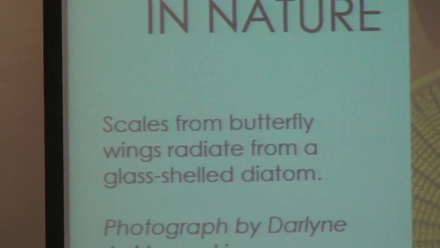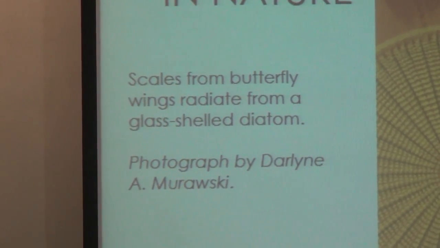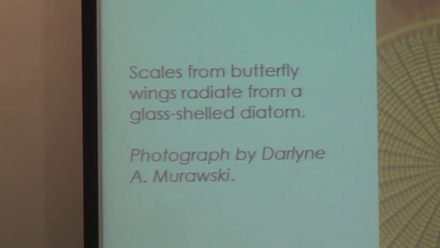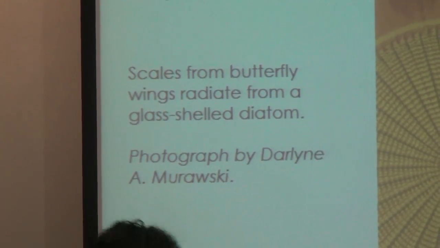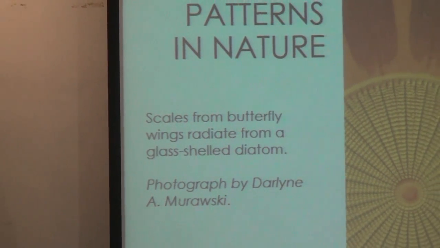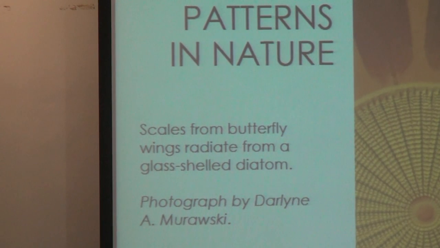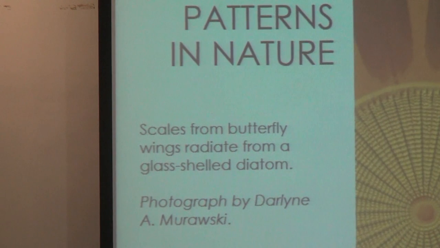Well, at first, I thought it's a flower, but when I read a caption, oh, it's just scales from a butterfly that radiates from a glass shell diatom. I researched the diatom. Diatom means it's a unicellular type of phytoplankton, whatever that means. But the point is, even in minuscule portions, you see patterns. An overview of orchard trees. To the tiniest of particles or patterns that you can see.